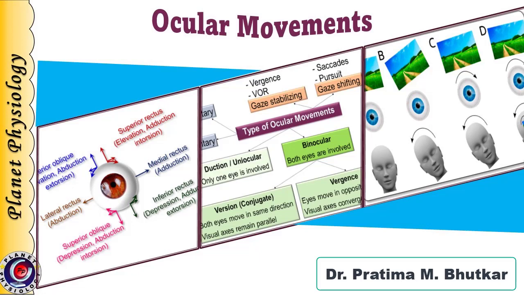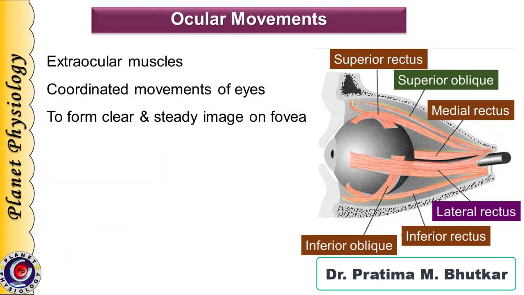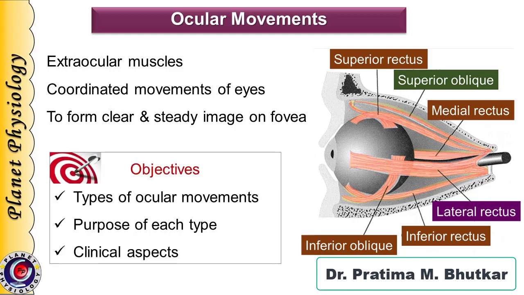Eyeballs can move in various directions within the orbit due to activity of extraocular muscles. These muscles work in pairs and bring about coordinated movements of eyes. The main purpose of various ocular movements is to form a clear and steady image of the object of interest on fovea. Today we shall learn different types of ocular movements, their purpose and clinical aspects associated with the topic.